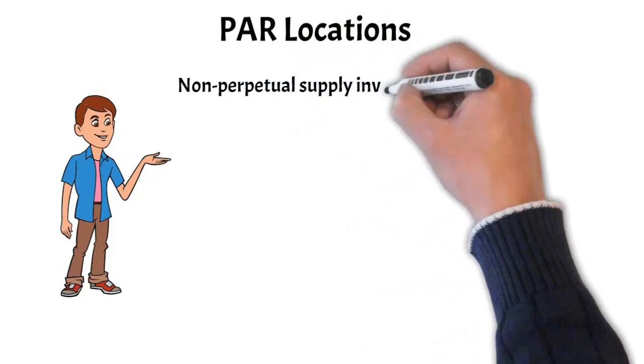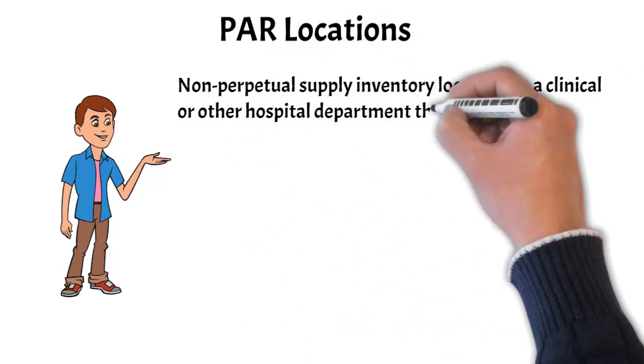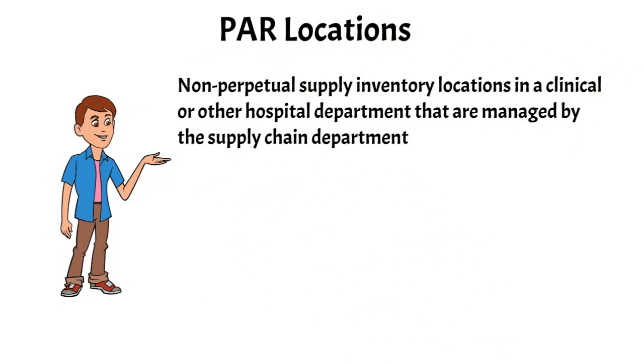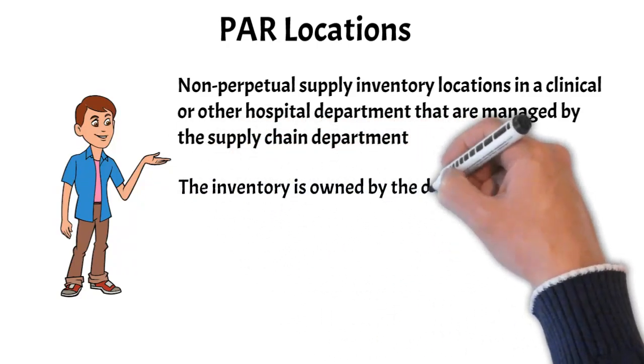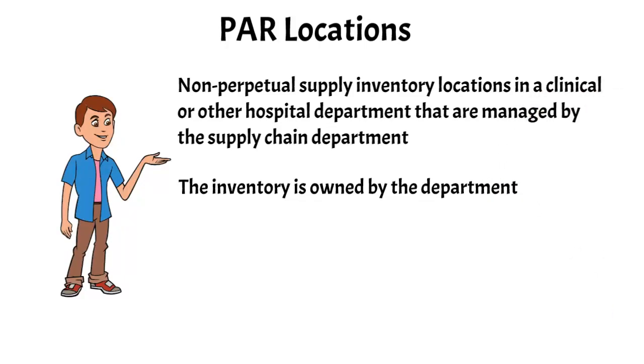PAR locations are the non-perpetual supply inventory locations in a clinical or other hospital department that are managed by supply chain. The inventory in these locations is owned by the department. In other words, as soon as the supplies are issued to a PAR location, or as soon as a PO receipt associated with a PAR location is completed by the receiving team, the department is charged for those supplies. As a result, there's no need to record issues or returns in a PAR location.